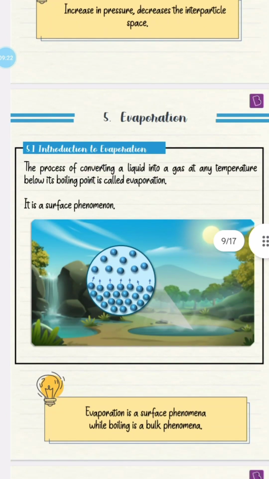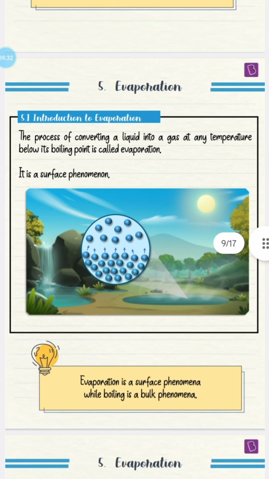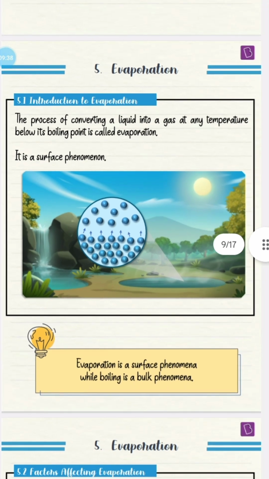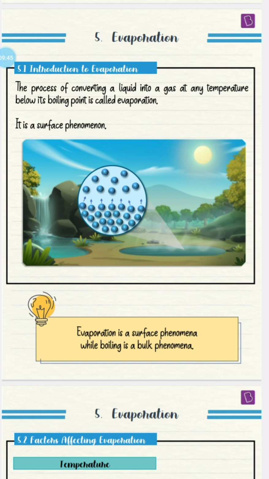Okay, so let's go towards evaporation. We are not doing it in detail because this is just a recap video. Evaporation: the process of converting a liquid into gas at any temperature below its boiling point is called evaporation. Before that, let's understand very important topics that are boiling point, melting point, latent heat of fusion, and latent heat of vaporization.